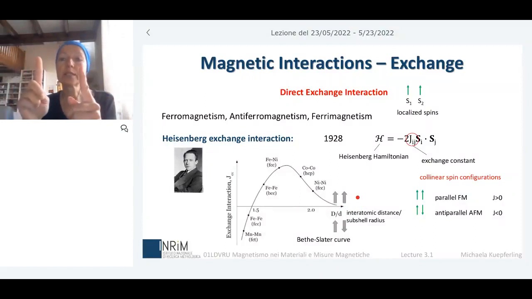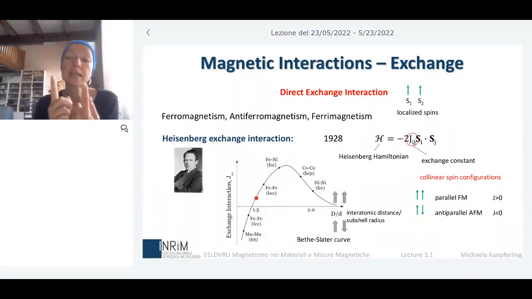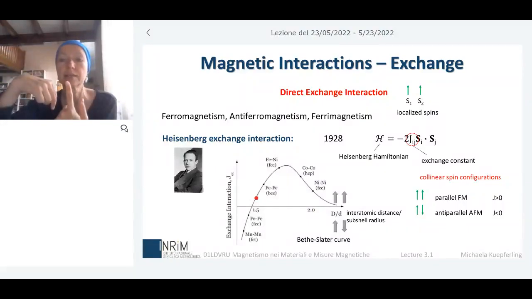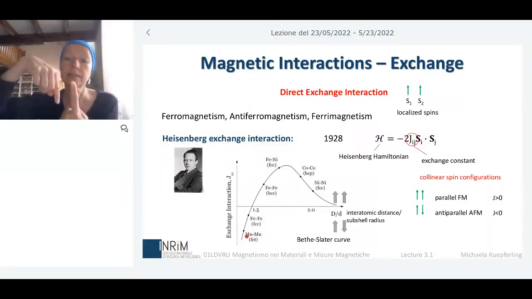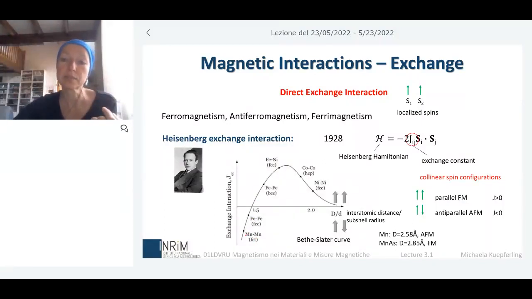And so exchange will be 0, and we don't have magnetism. If they get closer, then you will have an overlap of wave functions. If they get, however, very close, then you have a complete overlap of wave functions. But what does that mean? If you have a complete overlap of wave functions, then electron spins are not free anymore to align. They cannot align parallel, let's say. They have to align antiparallel, as it happens here in manganese, for example. Why is it like that? The reason is the Pauli principle, of course.